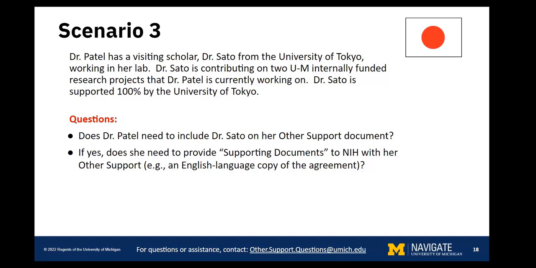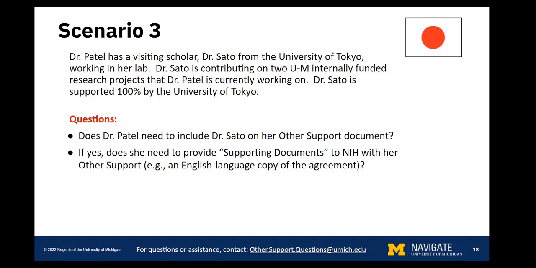All right. So again, the vast majority of folks said yes, that Dr. Patel does need to include Dr. Sato as a resource in her other support document, and you are correct. Because Dr. Sato is supporting Dr. Patel's research endeavors, Dr. Sato does need to be listed as a resource in her other support. In this case, she would actually be considered an in-kind resource. Then the second question, if yes, does she need to provide supporting documents to NIH with her other support? The answer is probably no.